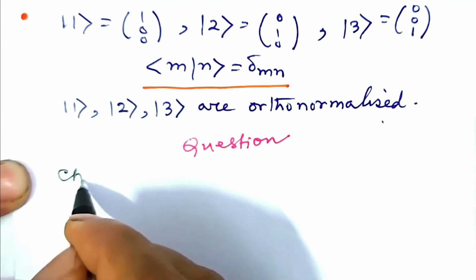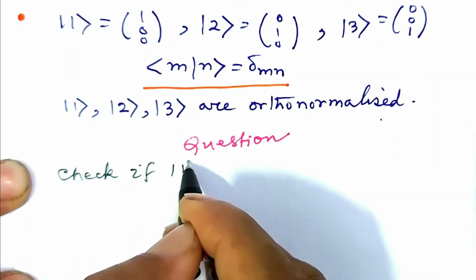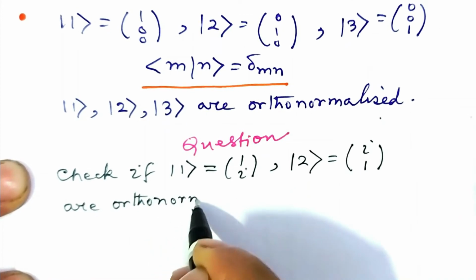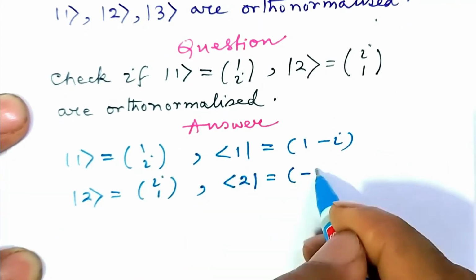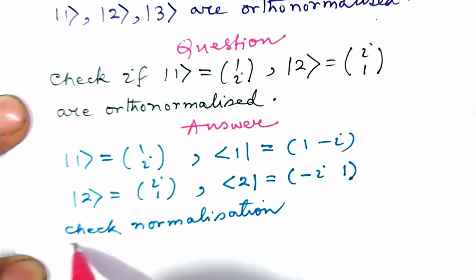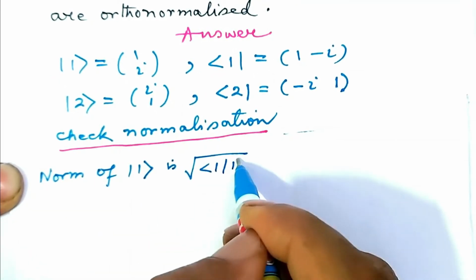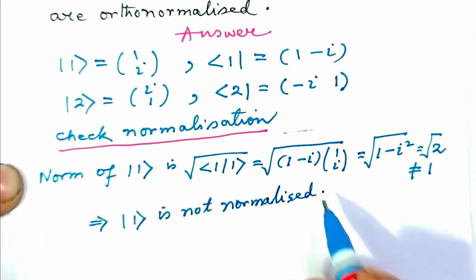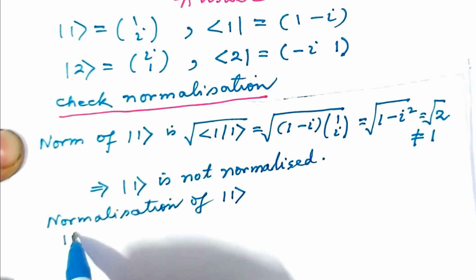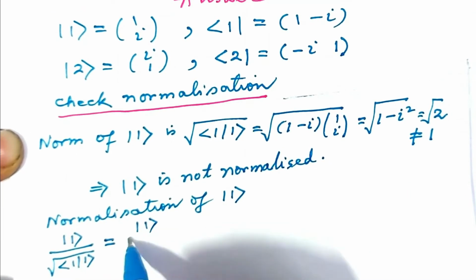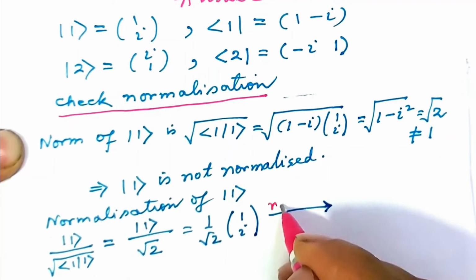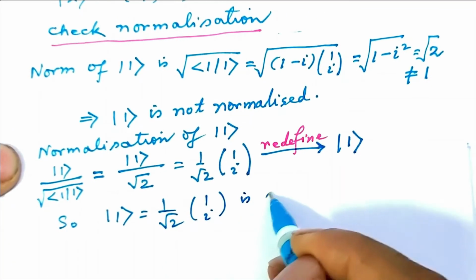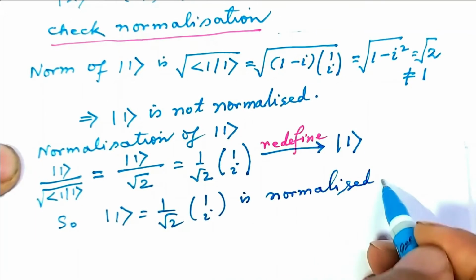Question. Check if ket 1 equal to 1 i, ket 2 equal to i 1 are orthonormalized. Answer: we check normalization. Norm of ket 1 is found to be under root 2, not unity, so ket 1 is not normalized. We normalize ket 1 by dividing it by its norm root 2 and redefining the new ket as ket 1. So ket 1 equal to 1 by root 2 into column 1 i is normalized.